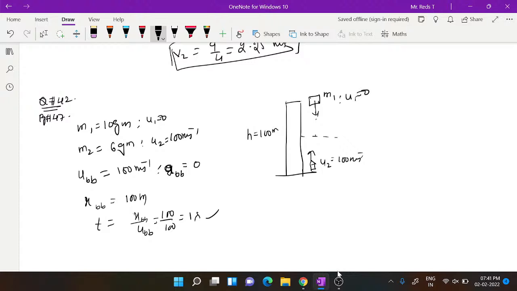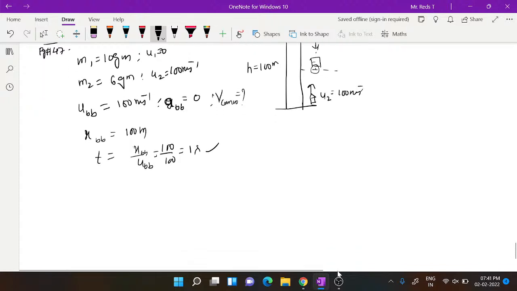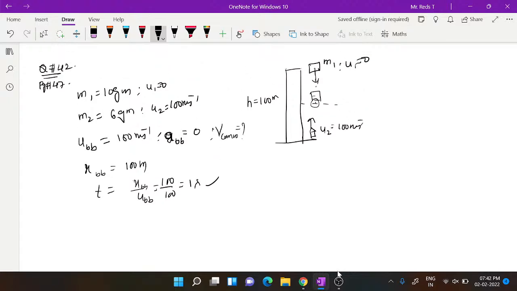Okay. So now what you are asked to find: if they collide and stick together and move with a common velocity, what is the common velocity? When they stick together, they may move upward or downward, we don't know. Initial velocity is this, and the final velocity will be the common velocity. To find it, just before the collision, the block, dropped from rest from the tower, has traveled some distance x, then the bullet will have traveled h minus x, right?